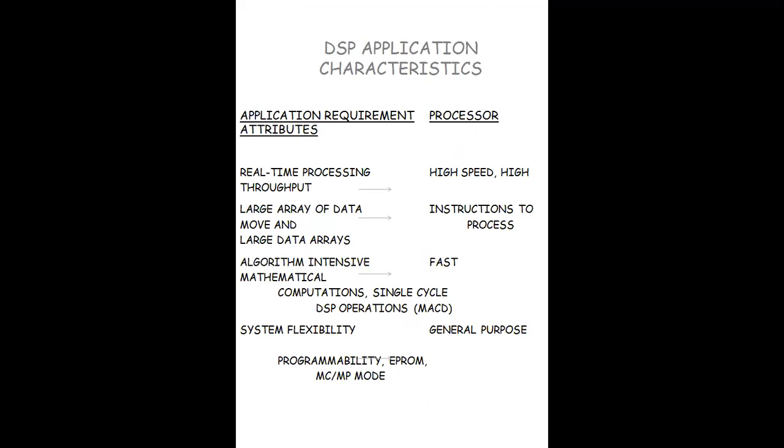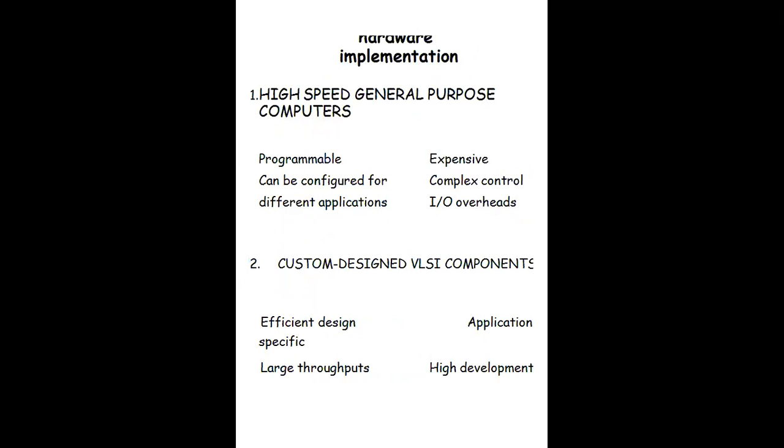Whereas in the case of DSP applications, the application requirement process attributes include real-time processing throughput, which needs high speed and high throughput. In the case of a large array of data, we'll have one instruction to process large data arrays. In the case of algorithm intensive work, it will have fast mathematical computation and single-cycle DSP operations. And for system flexibility, we'll have general purpose programmability, EEPROM, and so on.